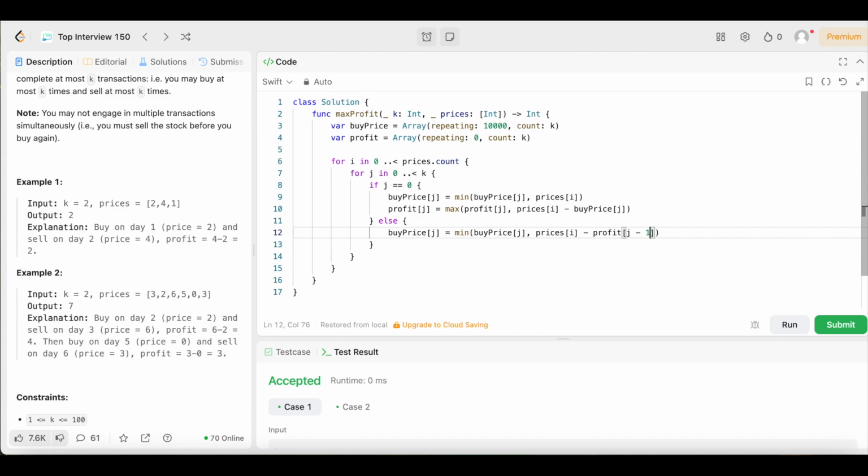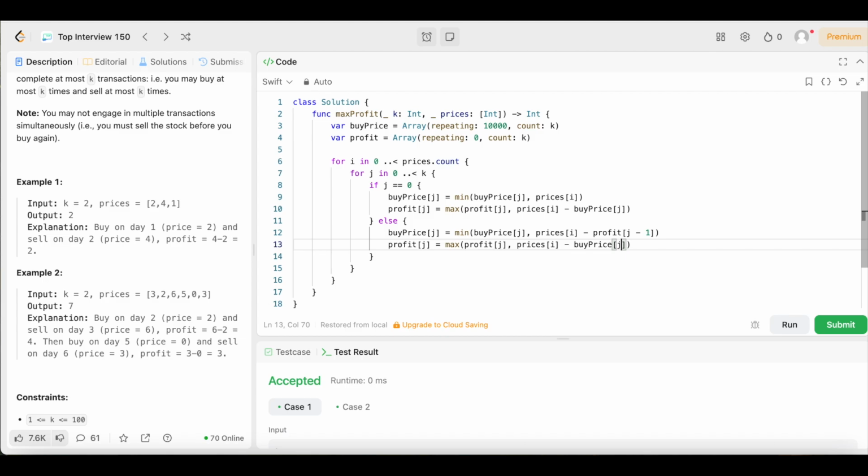And now we need to update the profit for the current transaction. So in order to do that, we could just say profit[j] equals max(profit[j], prices[i] minus buyPrice[j]), just like that.